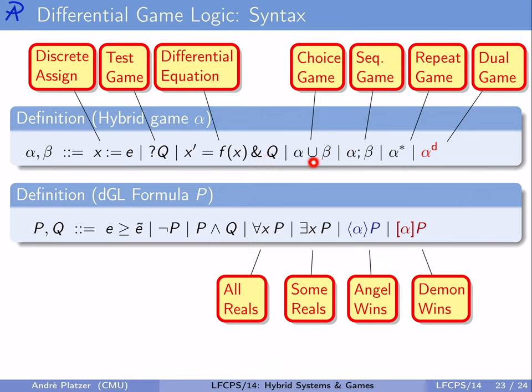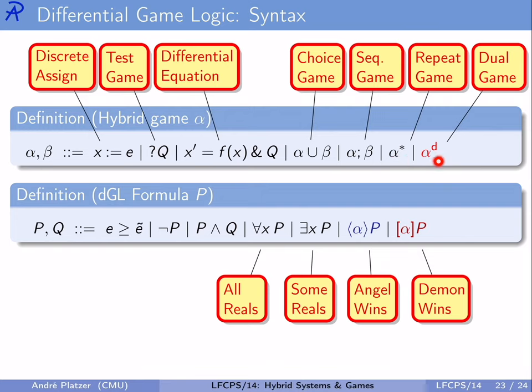Games of choice, where Angel is being asked whether she wants to play the alpha subgame or the beta subgame. A sequential game, where we first play the alpha subgame, and whenever we're done with that, without a player having lost prematurely, we play the beta subgame. The repetition game, where Angel is in charge of controlling the repetition, and every time alpha just stopped without prematurely having a player lost, she will be asked whether she wants to stop the loop or repeat it once more.